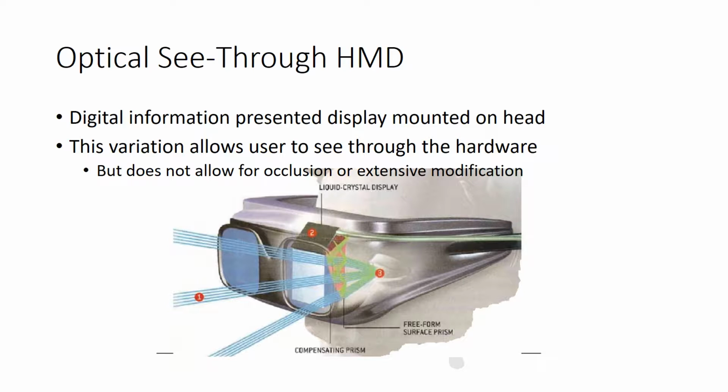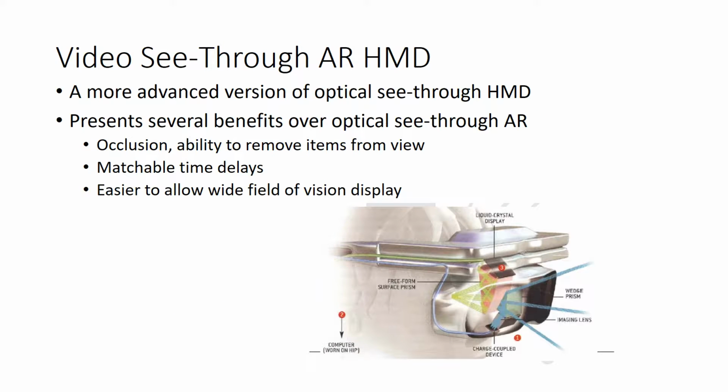The optical see-through head-mounted display allows for the user to see the real world. However, it does not allow for occlusion, or the ability for the software to remove or edit items out of the view. It also does not allow for a wide field of view for the user. The video see-through head-mounted display is very similar to the optical see-through, but it allows for more modifications by the software. It is capable of occlusion, time delays, and the ability to present a wide field of view to the user.